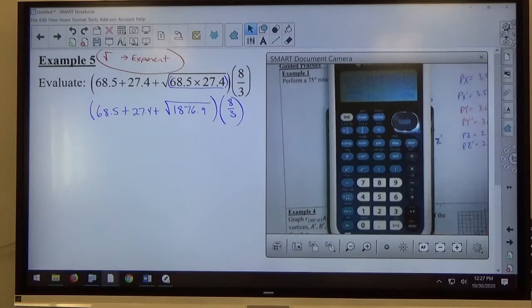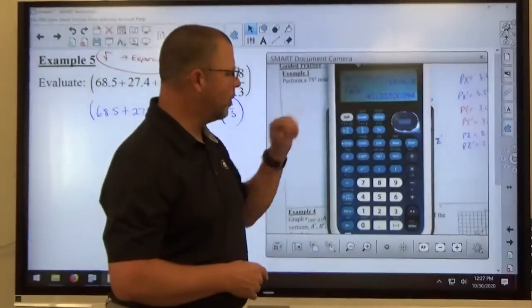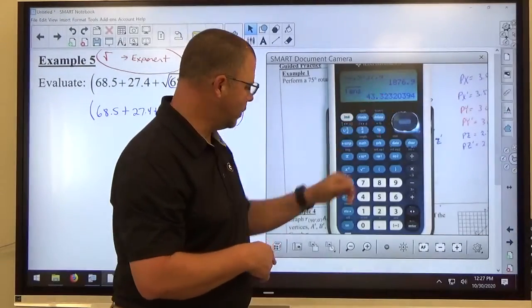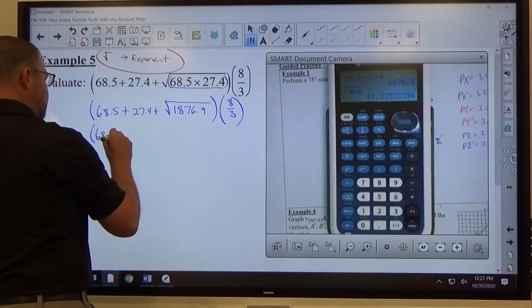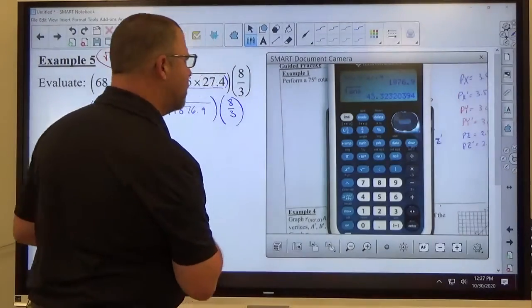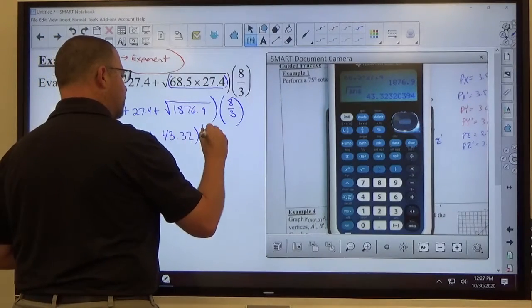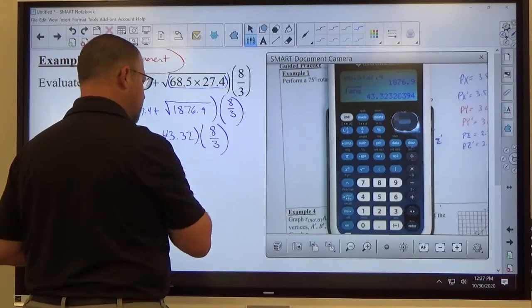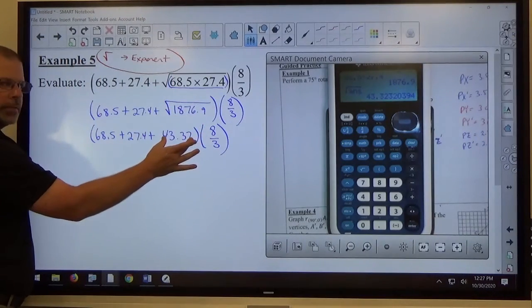It spits out the square root of 1876.9. Once again, a couple non-zero decimal places, so 43.323, I'd round it to 43.32. So I've got 68.5 plus 27.4 plus 43.32, all times 8/3. I've evaluated the exponent to get to here.